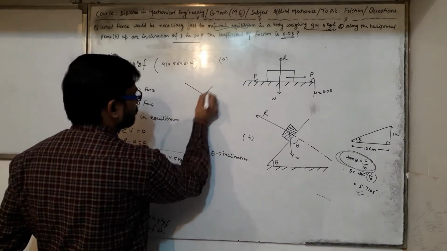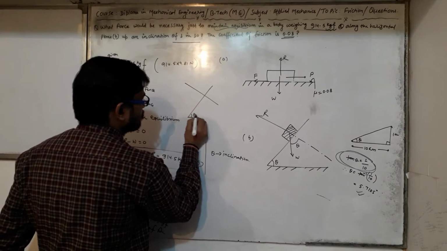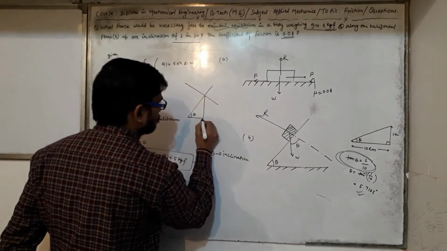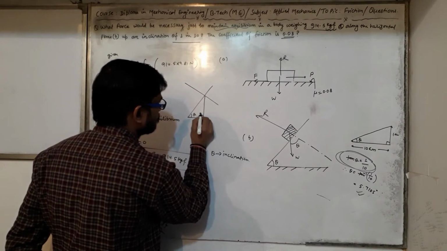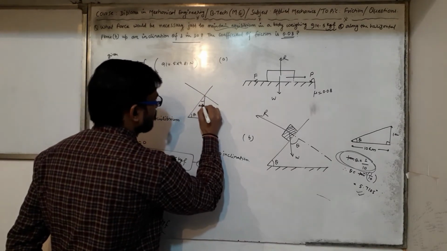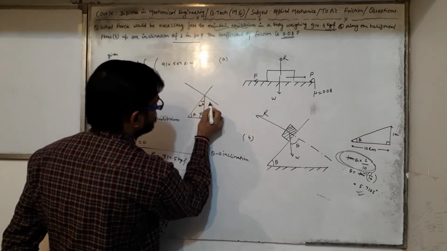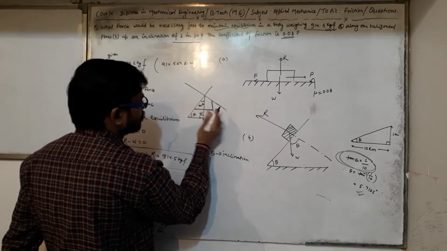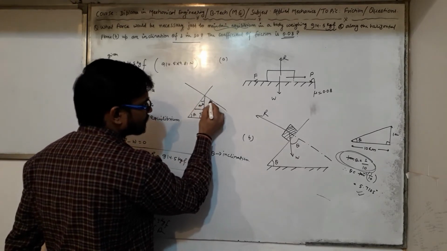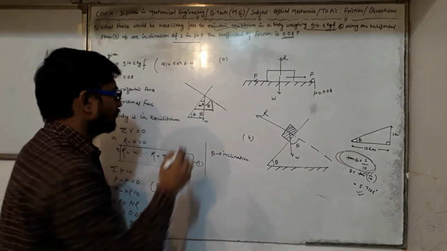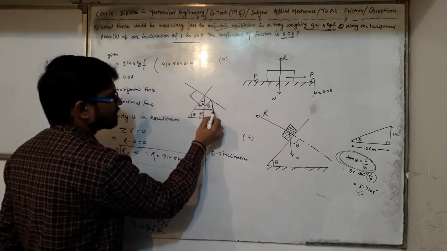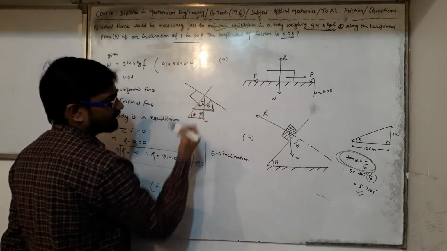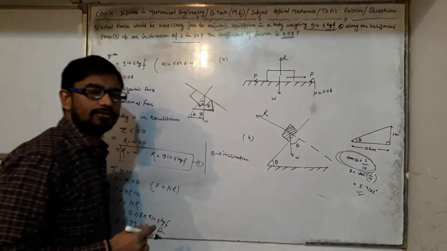Here is theta. Now if I draw the perpendicular to W, this is 90 degrees, and here it is 90 minus theta, and the complete angle is 90 degrees. So this is 90 minus theta, so this must equal theta. Clear? So this is 90 degrees, this is 90 degrees, and 90 minus theta must equal theta. Hence this angle's value is theta.